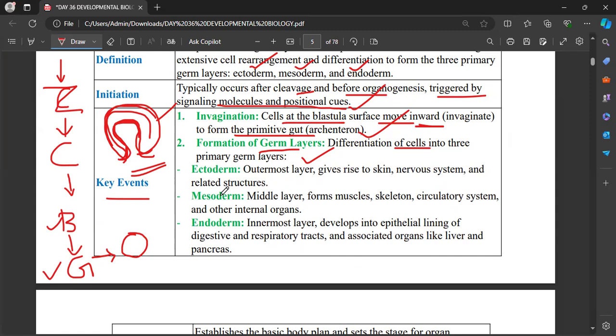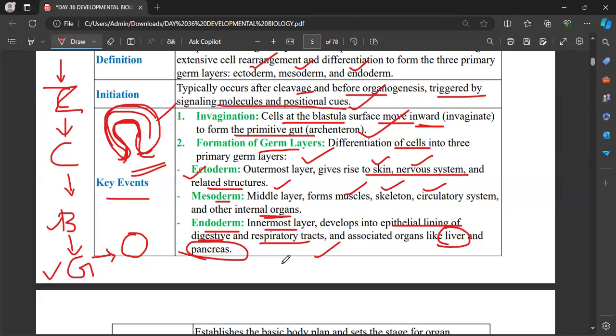So you have to focus here on what areas ectoderm gives rise to. This ectoderm gives rise to skin, the nervous system, and other related structures. And mesoderm forms the muscles, skeleton, circulatory system, and other internal organs arising from this middle layer. And the endoderm, the innermost layer, develops into the epithelial lining of the digestive tract, respiratory tract, and associated organs like the liver and the pancreas. So you should know which organs arise from which layer. Okay.